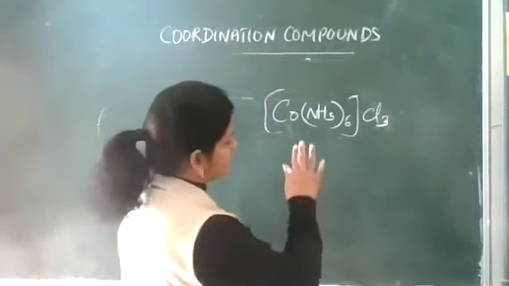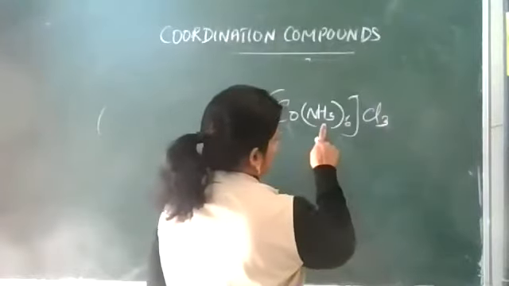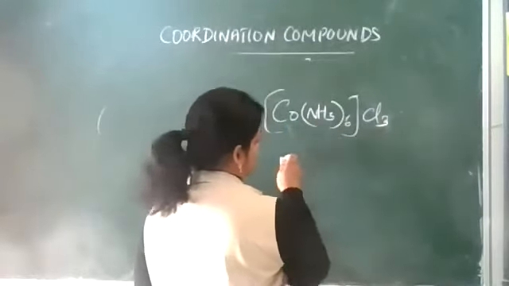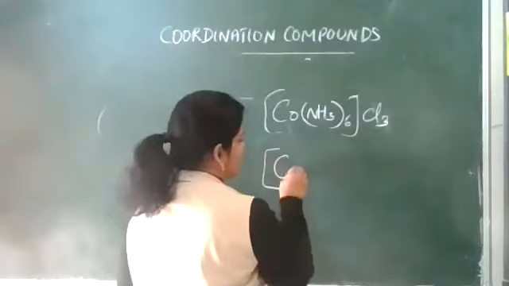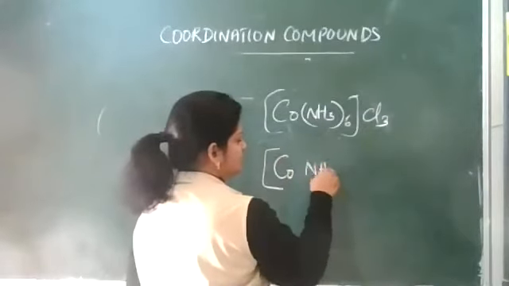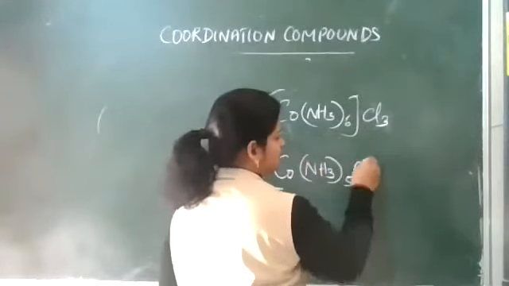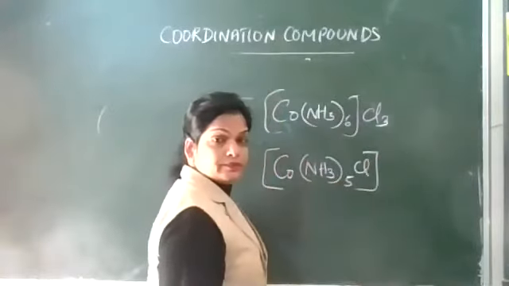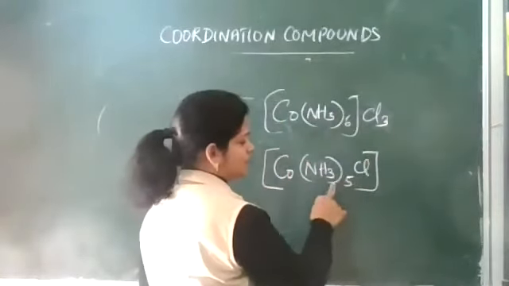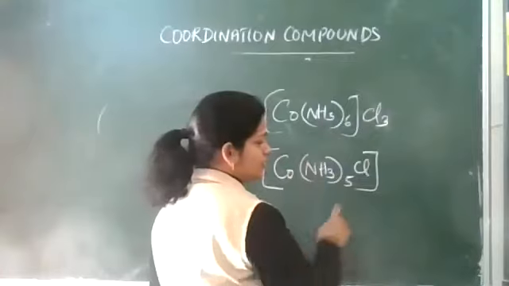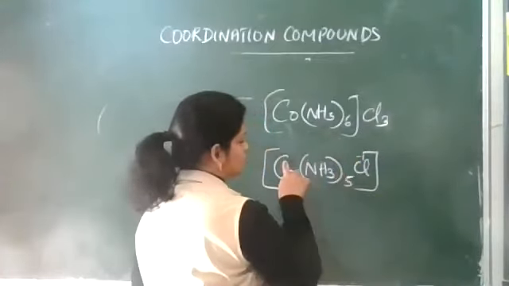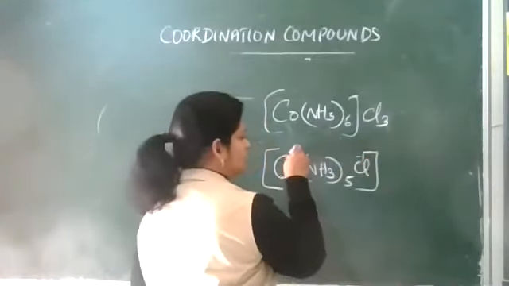Here the ions are outside. If I write another coordination compound, that is Co(NH3)5Cl, secondary valency 5 plus 1 is 6. But here this is minus 1, so total this is plus 3.